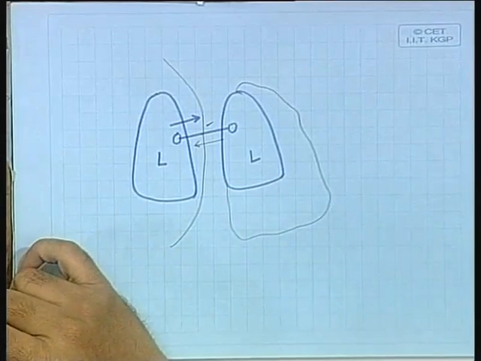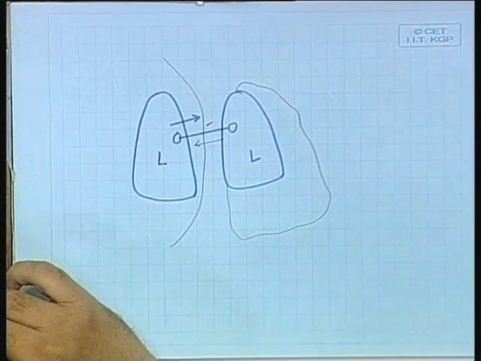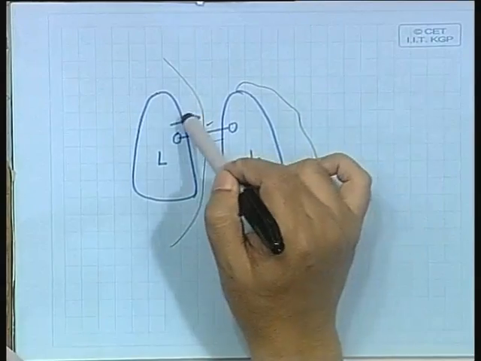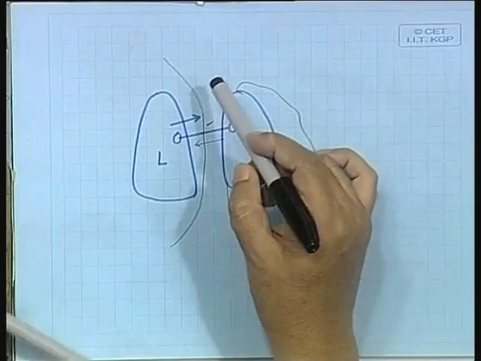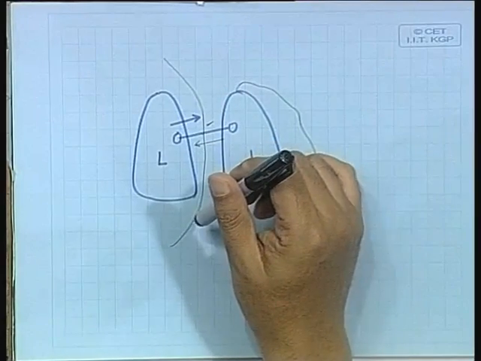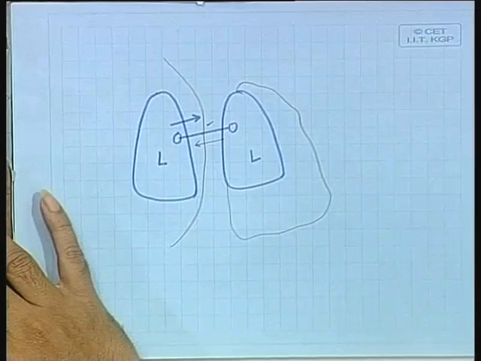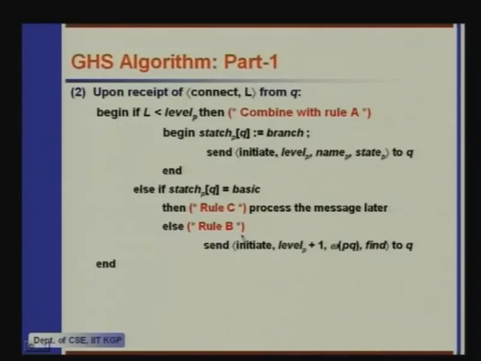Is this edge not being set as a branch at that point of time, when you send the connect message? Only if it's less than it is sending as a branch? No, no. When we come to the place where you are sending the connect message, you will see that it will set it to branch.